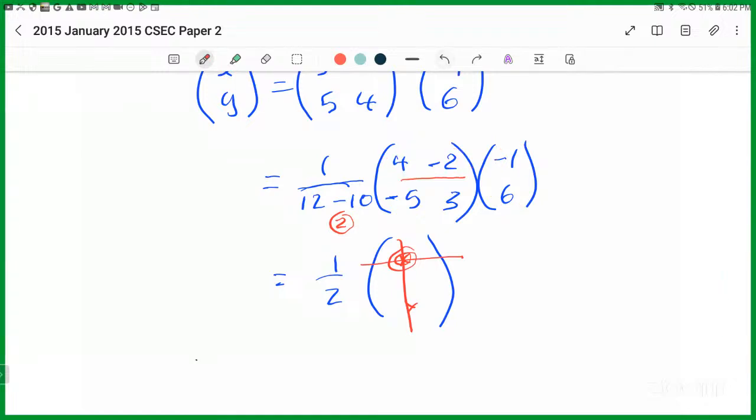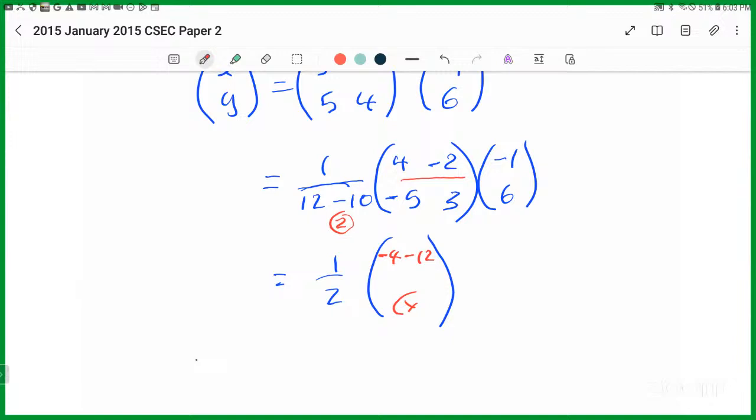I multiply a row and a column by multiplying the first element in the row by the first element in the column, and then the second element in the row by the second element in the column. We add those results. It's 4 times negative 1 and negative 2 times 6. 4 times negative 1, negative 4. And negative 2 times 6 is negative 12. That is the first value.